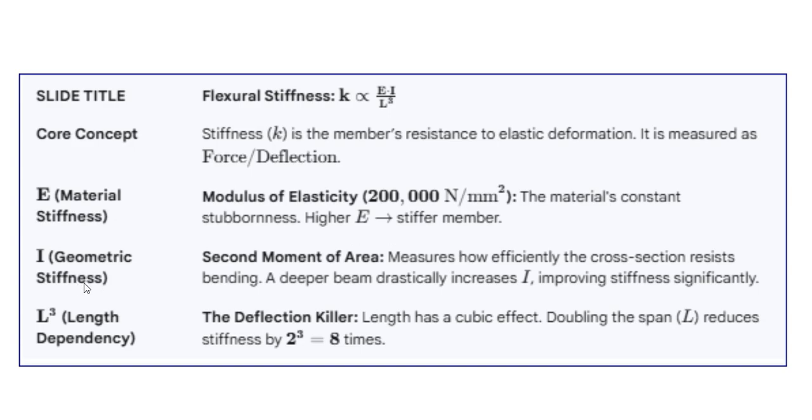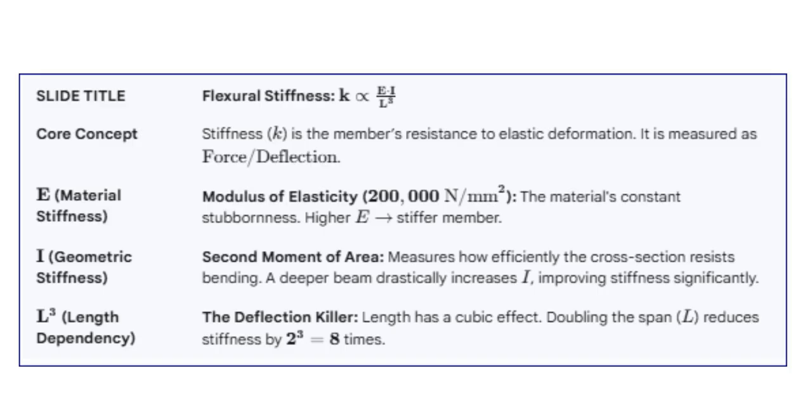I is the geometric stiffness, the second moment of area. It measures how efficiently the cross section resists bending, because it is with respect to the shape of the material. The more area distributed in the line of the bending, the stiffer it will be. So it is geometric stiffness. For example, if you take a rolled section and try to bend it along the web, it is very difficult to bend, right? On the width direction, if you bend it, it will bend easily, right?